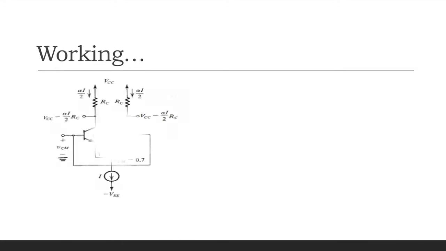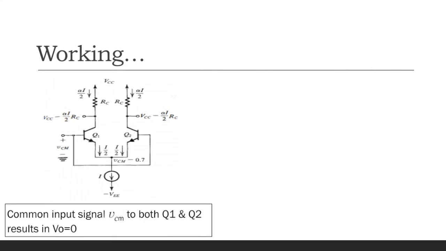Now coming to the working of the differential amplifier. So far we have seen the circuit of the differential amplifier. Now we'll see how this circuit actually works. So we have two transistors, we have a constant current source I and the resistance is connected here, and a common mode signal is applied here. That is, same signal is applied to both the bases of Q1 and Q2, and you can see here, if the transistors are perfectly matched, both the collectors have same voltage values, and that is the reason the output voltage Vout, which is taken between two collectors, will be 0.